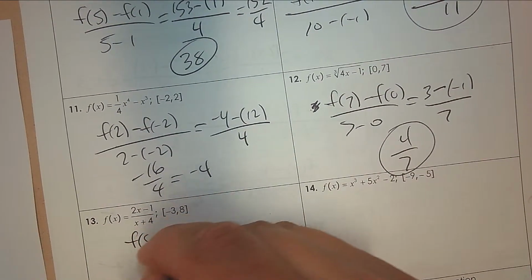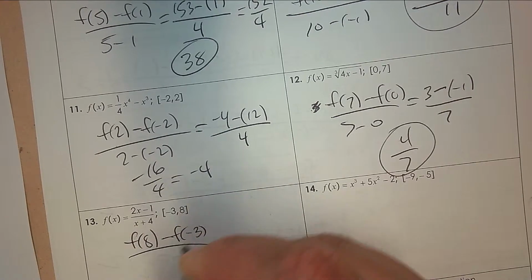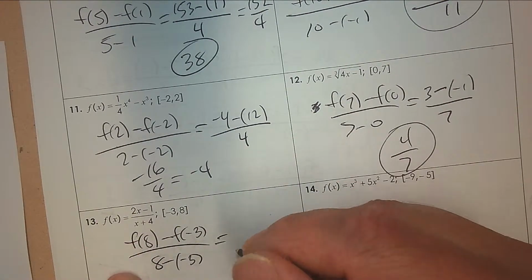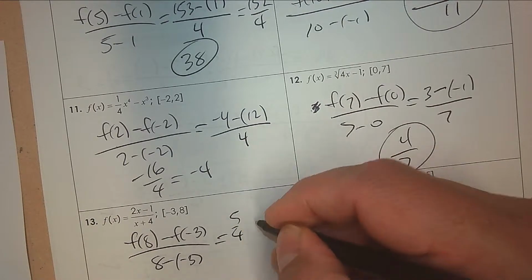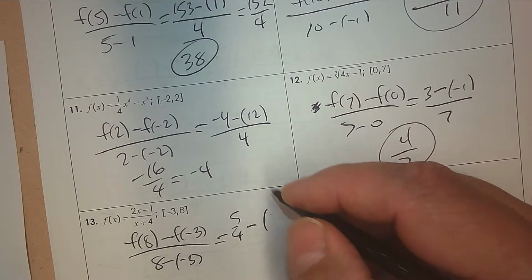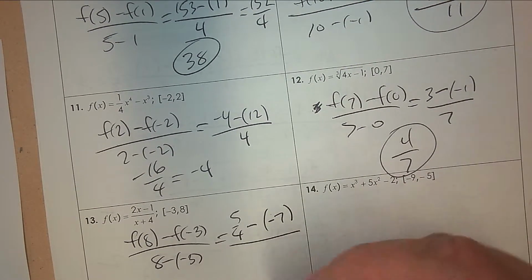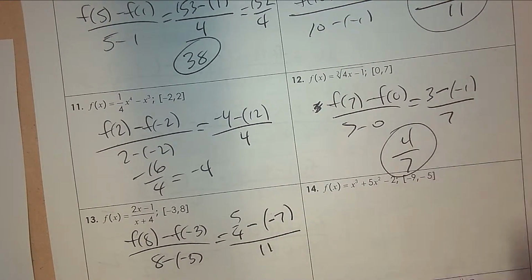f at 8, subtract f at negative 3, over 8, subtract negative 3. Plug in 8 and simplify it, you get 5 over 4. Plug in negative 3 and simplify it, you get negative 7. In the bottom, you have 8 plus 3, which is 11.